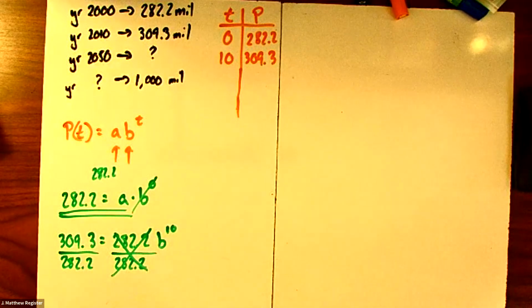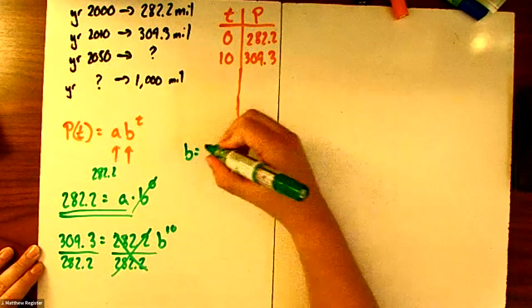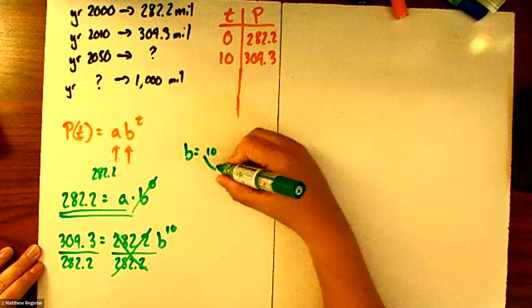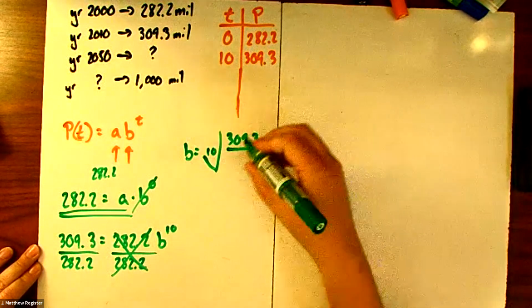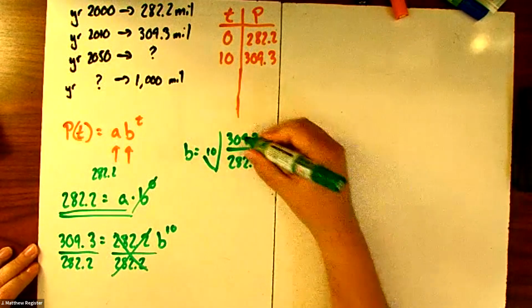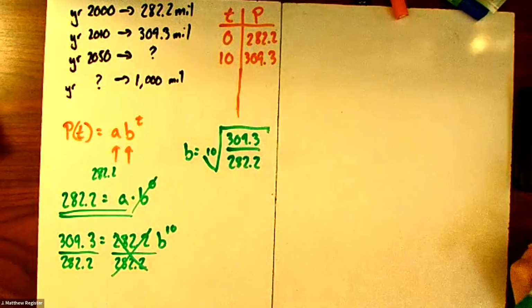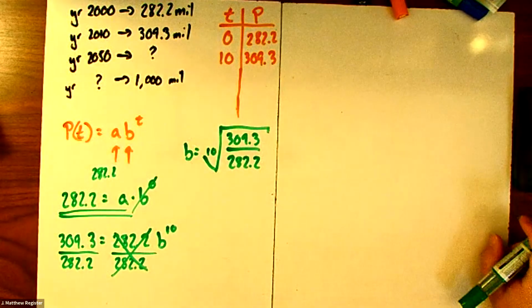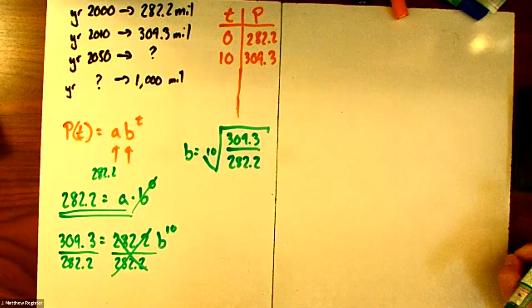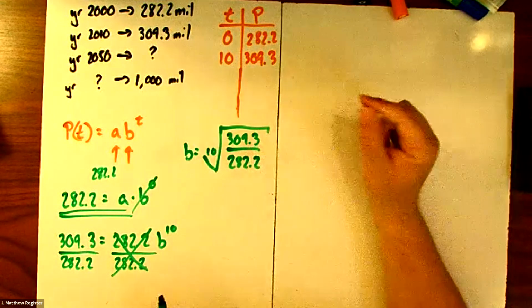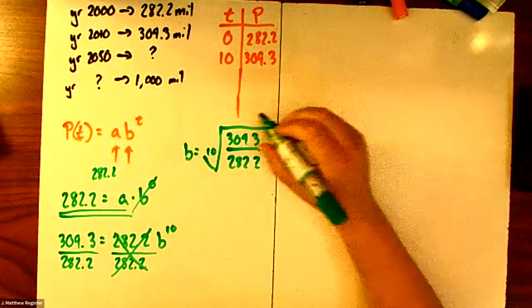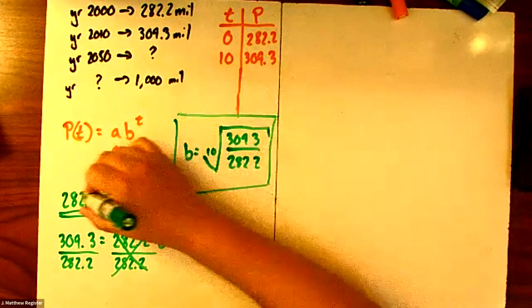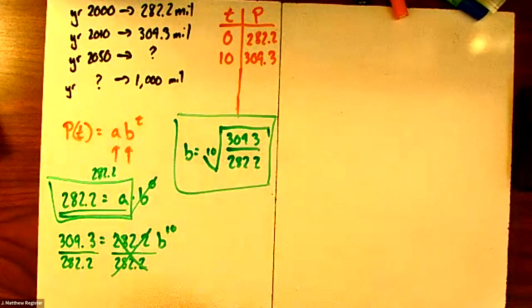And then we have to take the 10th root of it. And so we get B is equal to the 10th root of 309.3 over 282.2. And we could plug it into a calculator and get a decimal for it. No, I probably wouldn't, because the number is going to have so many rounding issues. The only thing I might do is get rid of those decimals. And so this is our B value. This is our A value. And now we can answer our questions.